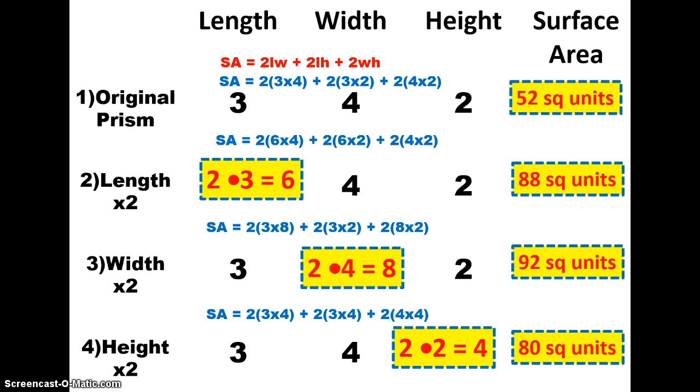So now please take some time, and in that last space, it asks you to do the following. It says, based on the three findings, explain how changing the one attribute, that's referring to the length, the width, or the height, affects the total surface area. So please press pause and take a few moments to do that.